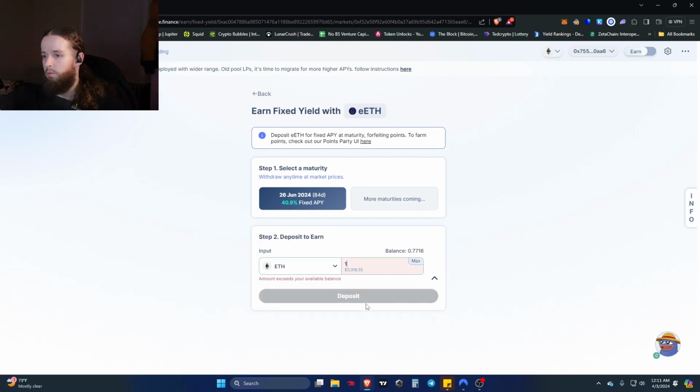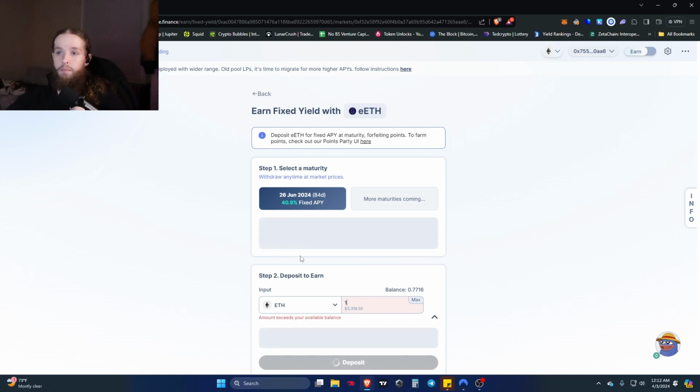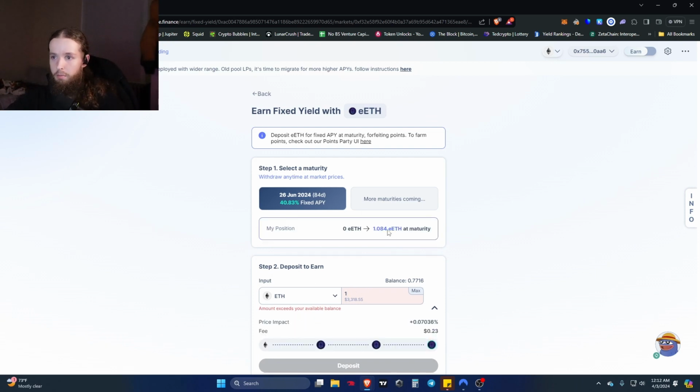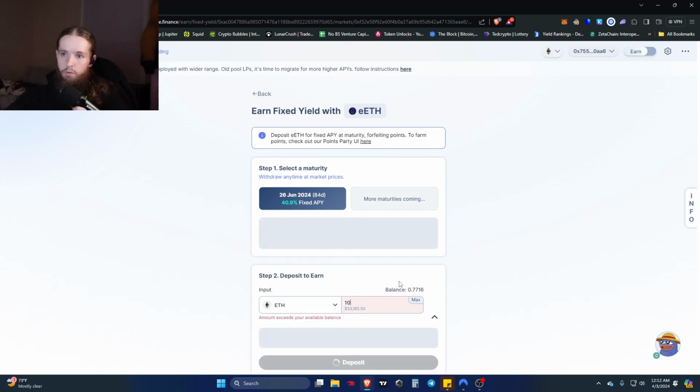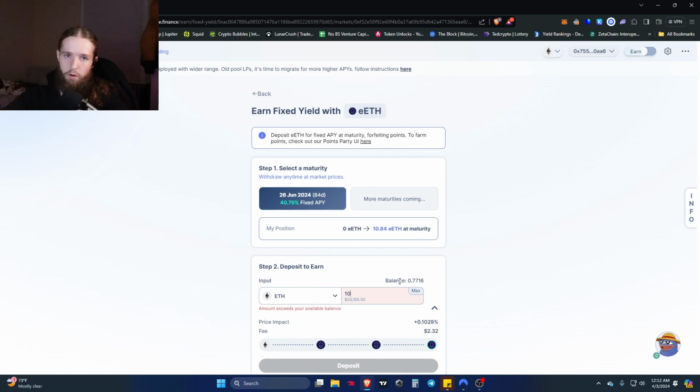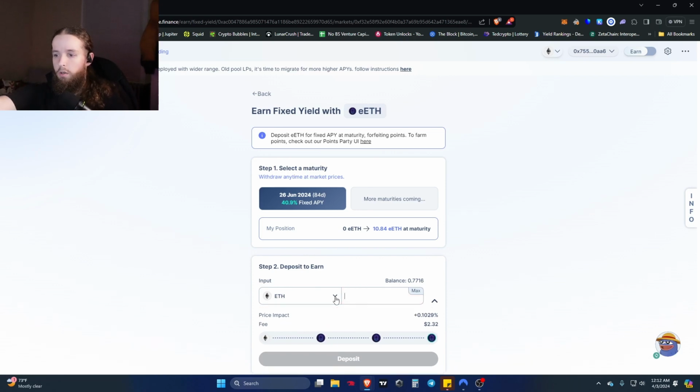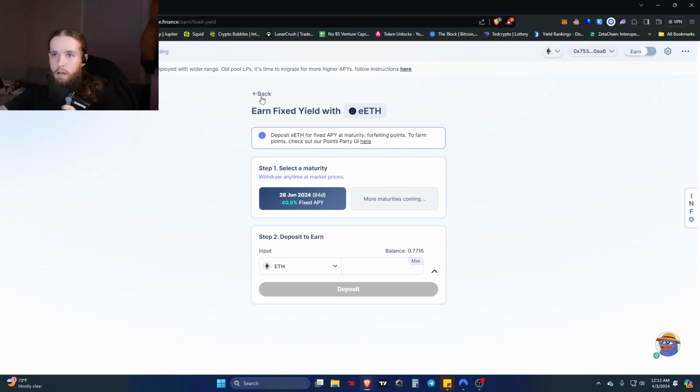Just to demonstrate as well, if I was to put 1 ETH in at this 40.83%, I would be taking out 1.084 ETH in just 84 days. So basically that's 8.4% in only 84 days, which is substantial. Let's say, for example, you had 10 ETH that you were to put in, you would be able to take out 10.84 ETH, which is not a small matter. You can earn a lot of yield here.